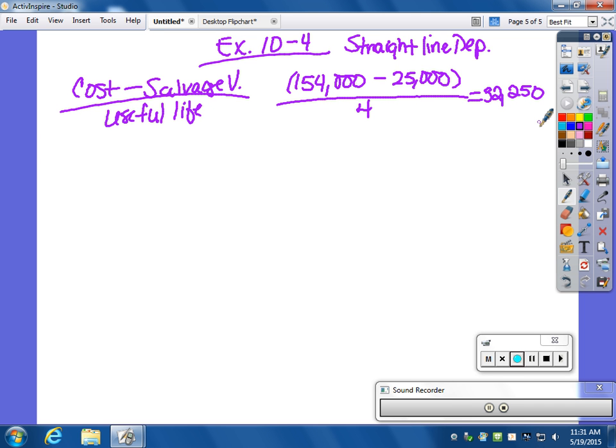So $32,250 a year. Now we got to show a depreciation schedule, right? And we got how many years to show for? 4 years. So you got year, depreciation amount, book value. Yeah, that's fine. We can go with that. What year did it start? 2013. So we'll go all the way up to 2016.